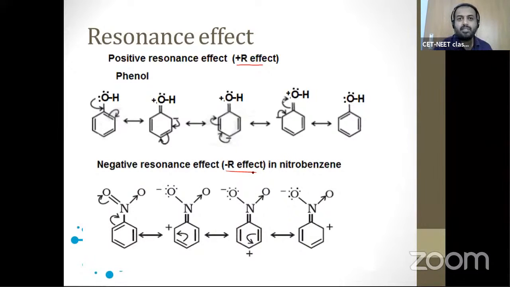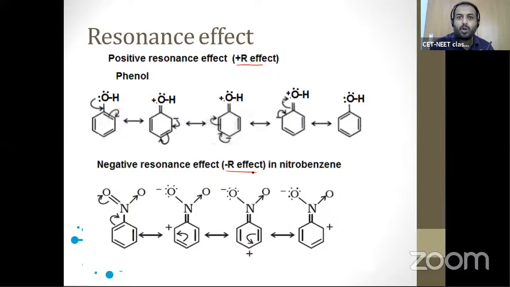What is plus R? Easy. See, with respect to inductive or resonance, you should always remember, if the system gains electrons, then it is plus. If the system loses electrons, then it is minus. When do we use the plus or minus symbol? If the system gains electrons from the substituent, plus. If the system loses electrons to the substituent, minus.